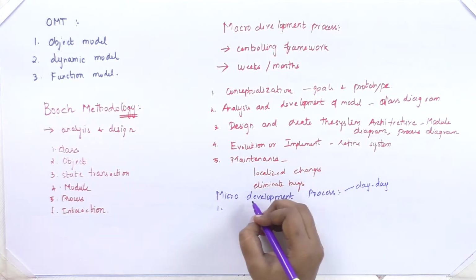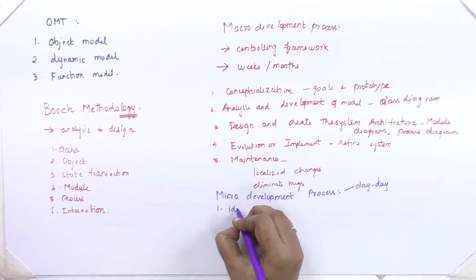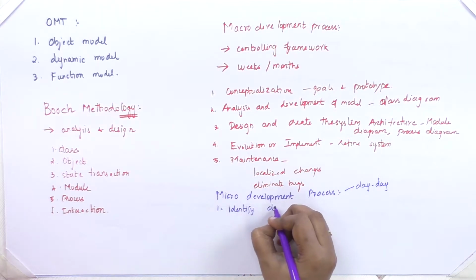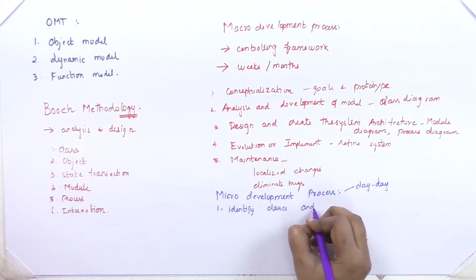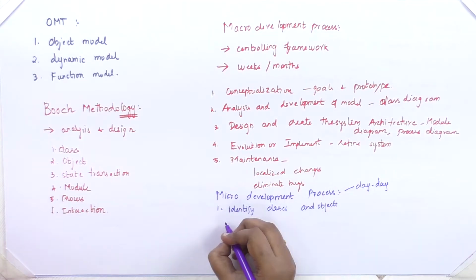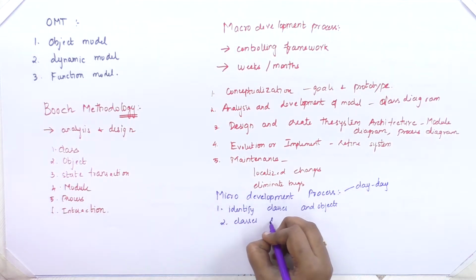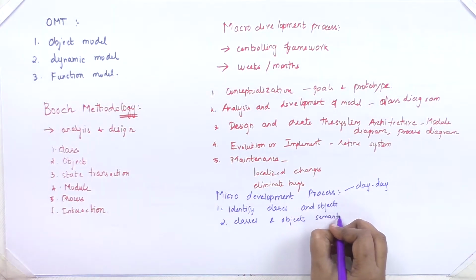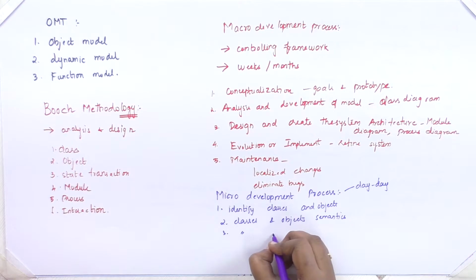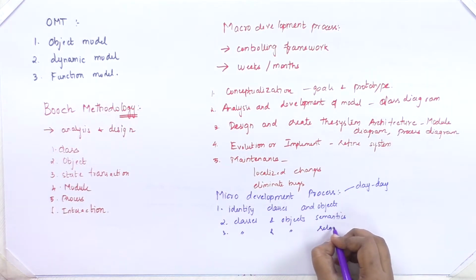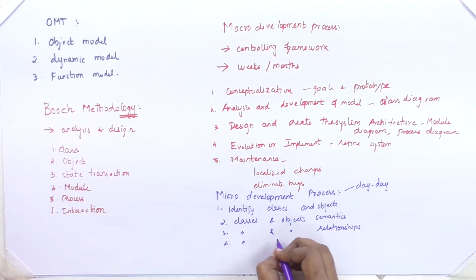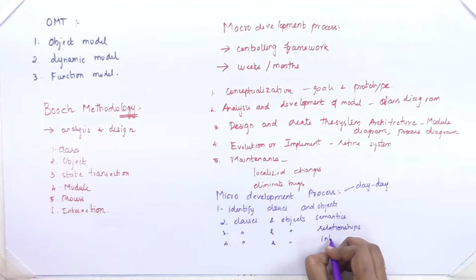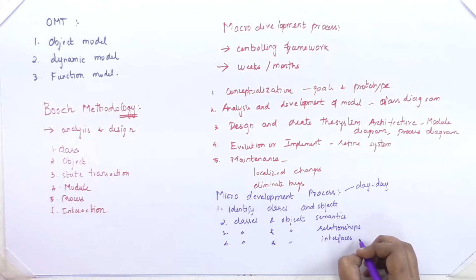And this micro development process has steps like: first, we have to identify the classes and objects. The next thing is you have to identify the semantics of the classes and objects, or object semantics. Then you will collect the relationships between the classes and objects. The fourth step, you will identify the classes and objects, interfaces and implementation. So these are the 4 steps you have in the micro development process.